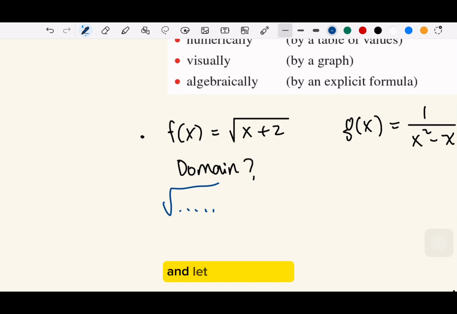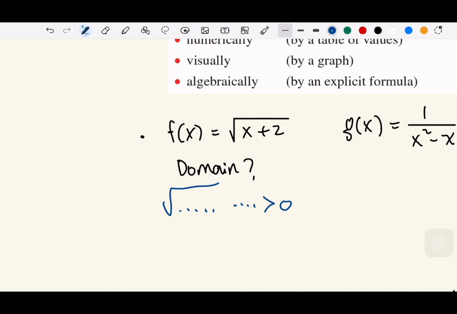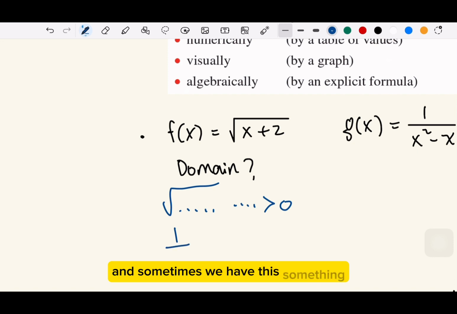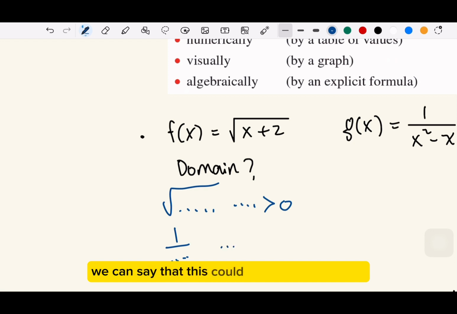greater than or equal to 0. Let me write here that anything here should be greater than or equal to 0. And sometimes we have this something, I'm just using the dot to describe it. It can be anything, but it should be a variable. Can it be 0? No. So we need to write that this is not equal to 0, or the one that makes 0.